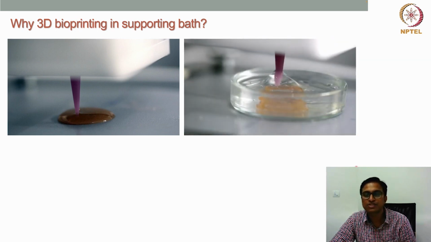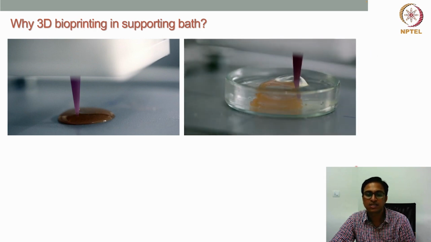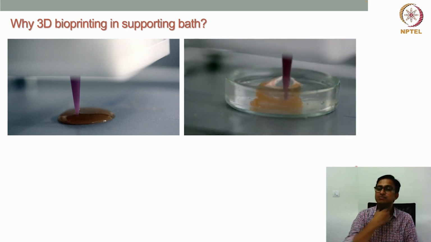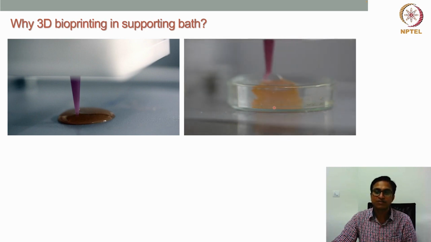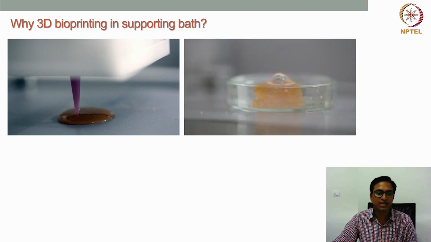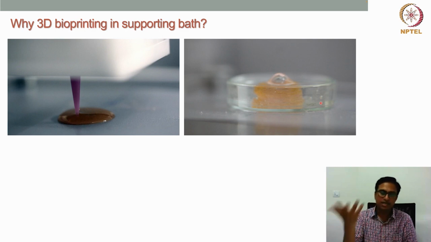In this case, if you see, they can maintain the shape of the structure, because this support bath material is providing support to the printed structure, so that I am able to print a very good structure with the same viscosity or same modulus ink. So that's the beauty of this thing. Any kind of complex geometry I can create within the support bath material, and then this support bath material can provide support to the structure, and I can create a very good geometry.